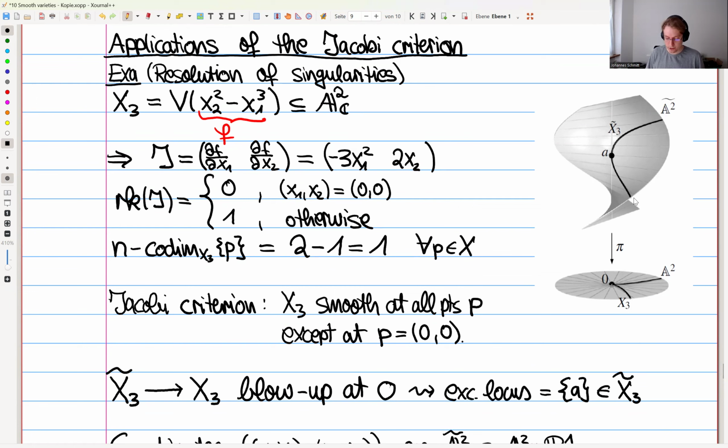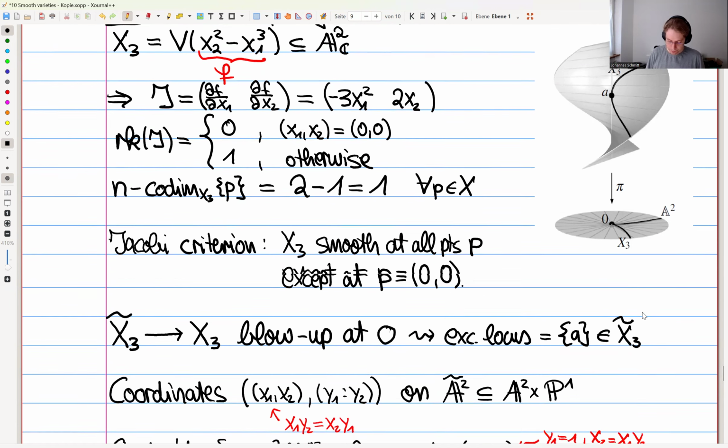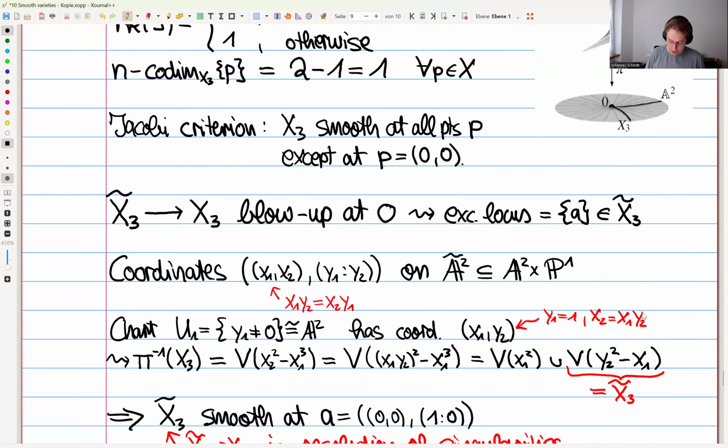So that we're not interested in. This is not part of the strict transform. But the other part is much more interesting. This y2 squared minus x1. This is then exactly the x3 tilde, or at least the x3 tilde intersected with this chart.